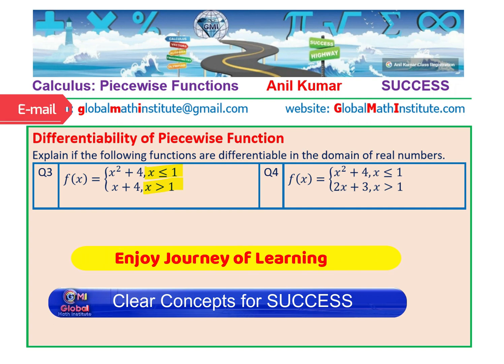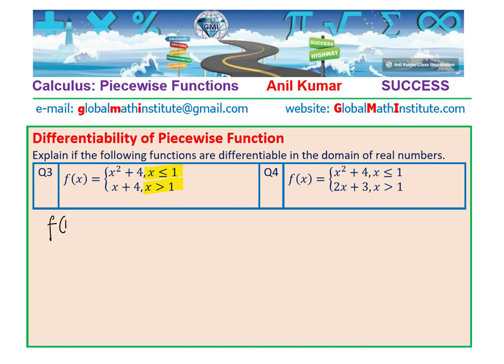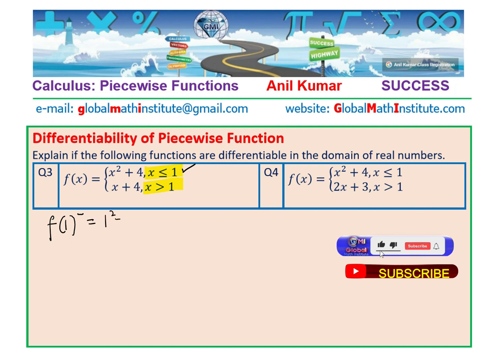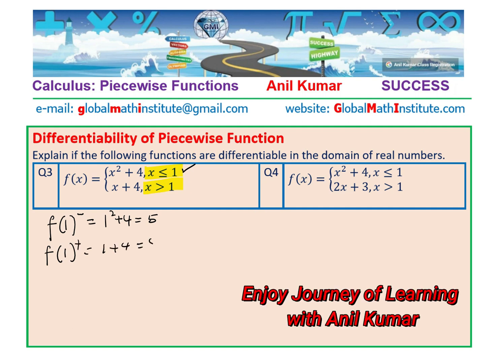So first let's check the continuity of this function. What is the value of this function when you approach 1 from the left side? You will put the value in the arm which is x square plus 4. So here it will be 1 square plus 4, which is equal to 5. And also check what happens when you approach 1 from the right hand side. In that case, it is 1 plus 4, which is equal to 5, correct? So definitely it is continuous. So that part is done.